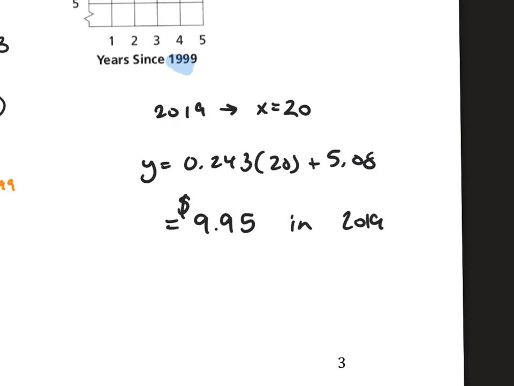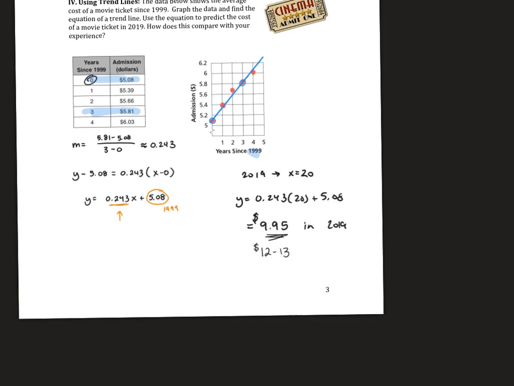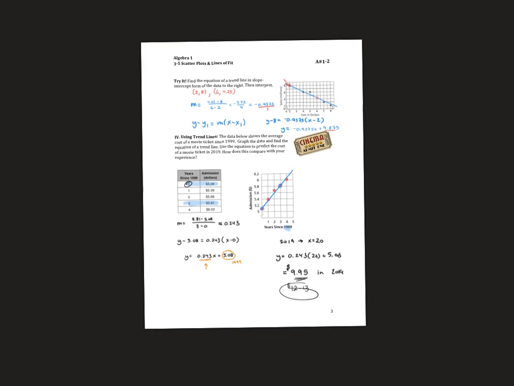Now, if I look at some data, in fact, our personal experience is going to be a little bit, this is too low. My guess is $12 to $13 is what most of us experienced. So in the end here, this model might not actually be very good, although I don't have aggregate data for the entire country. And that is how we use trend lines. Enjoy.